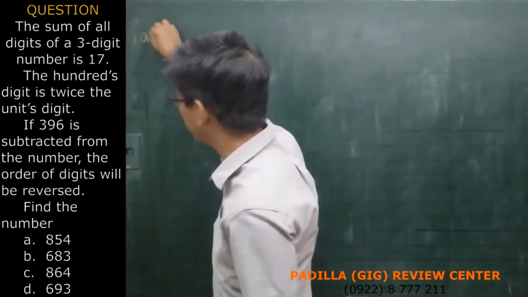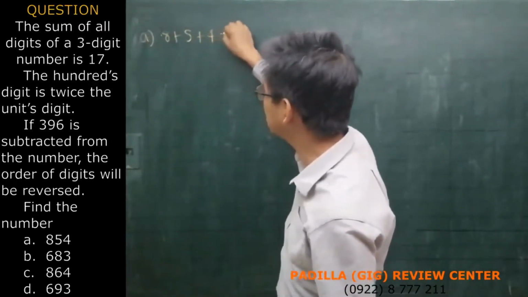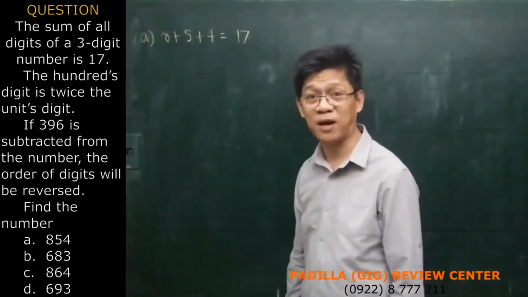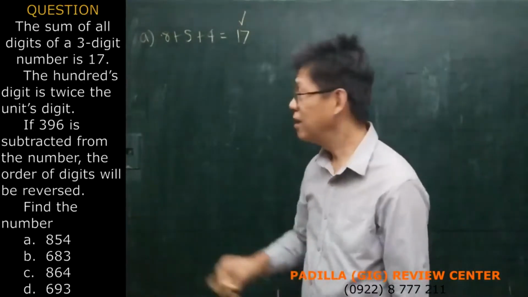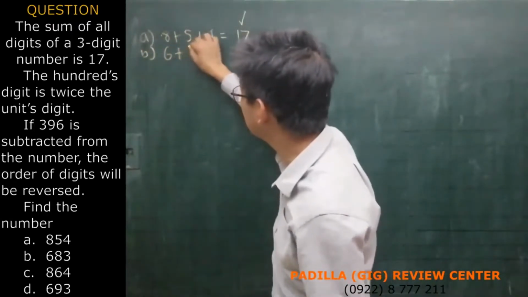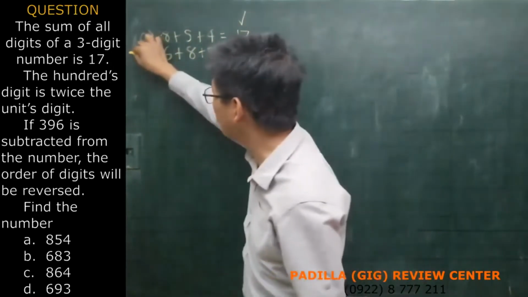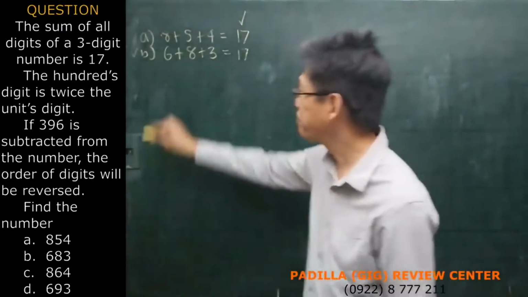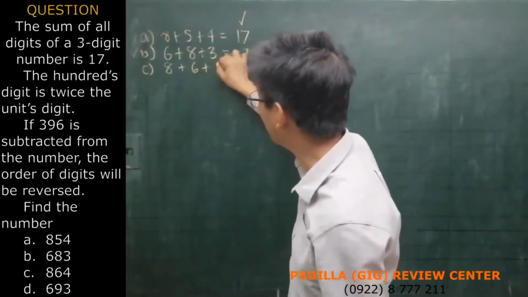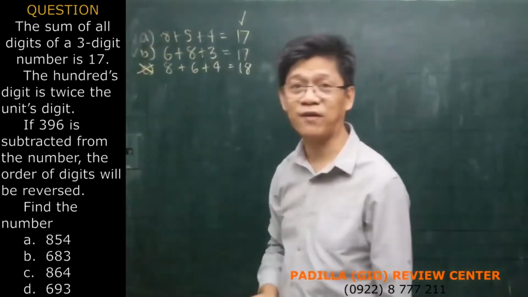So, option letter A, we check 8 plus 5 plus 4. This is equal to 17. So the first condition is satisfied by option A. Your option B is 683. 6 plus 8 plus 3 is also 17. This is also satisfying condition number 1. Option C, 864. This is 18. So option C is disqualified.